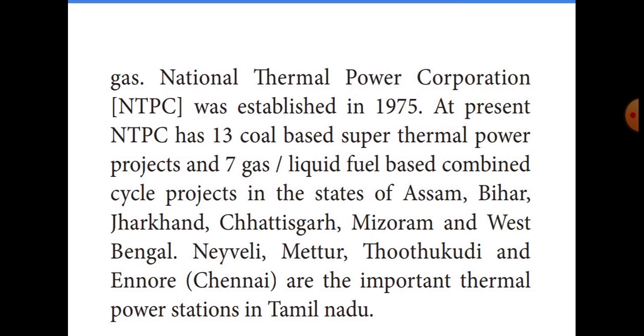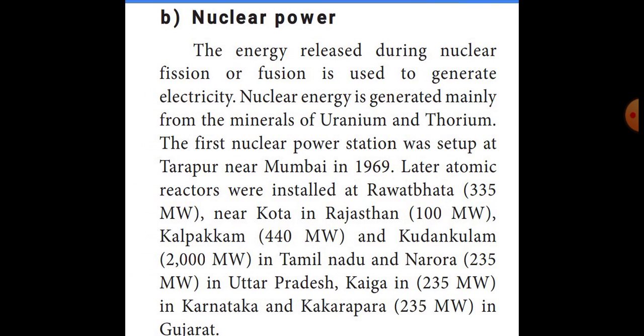Next we learned about the second important conventional power, nuclear power. Nuclear power is released during nuclear fission or fusion, that means splitting or joining atoms. Through that, they generate electricity. Mostly this energy is generated from the minerals uranium and thorium.